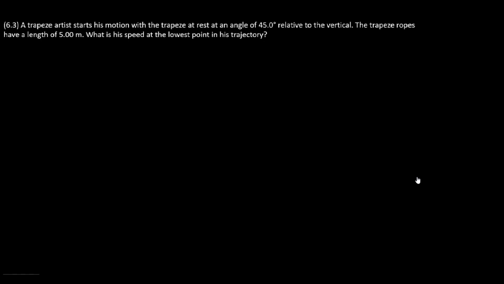In this video, we are going to discuss solving problem 6.3. The question says a trapeze artist starts his motion when the trapeze is at rest at an angle of 45 degrees with the vertical. The trapeze rope is of length 5 meters. What is his speed at the lowest point in his trajectory?